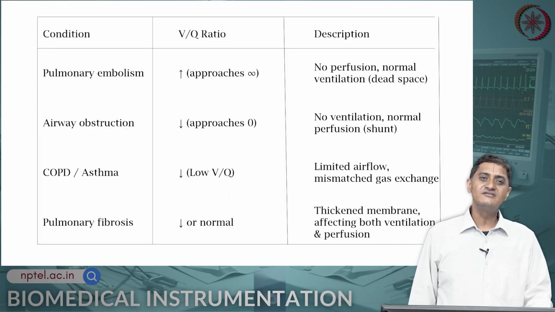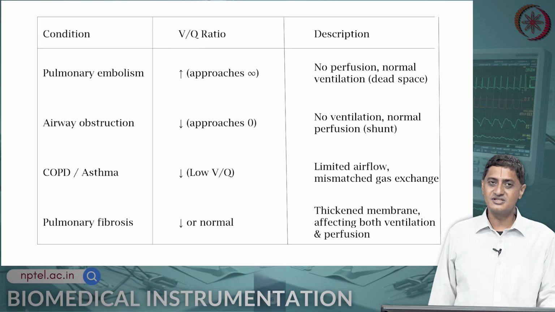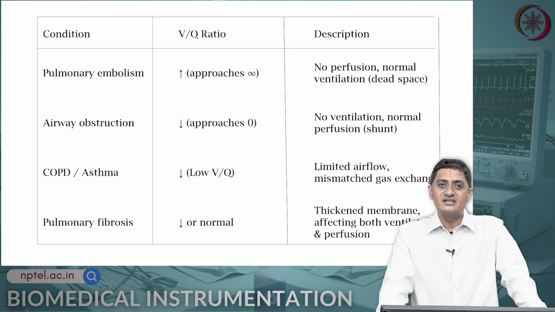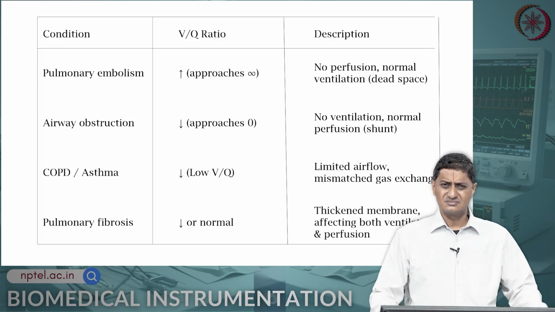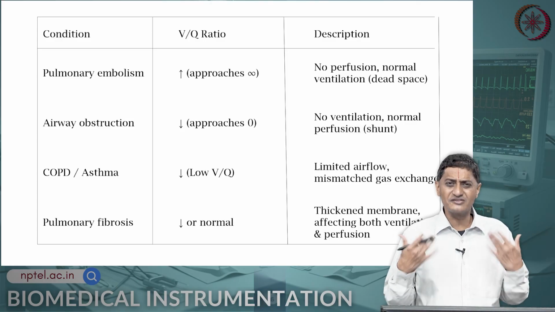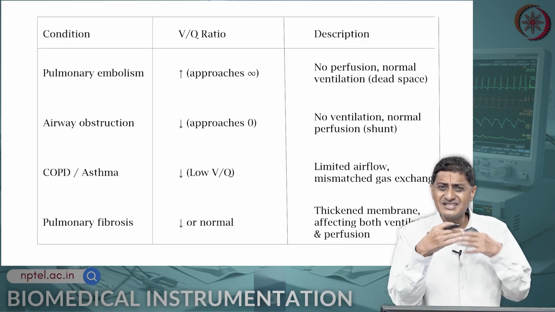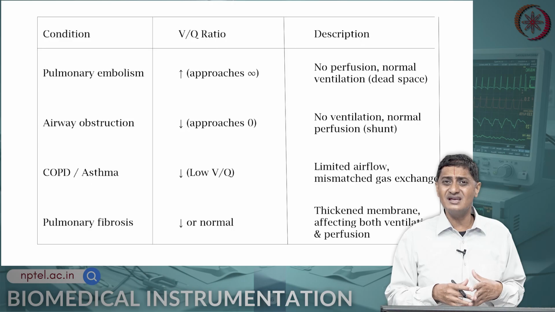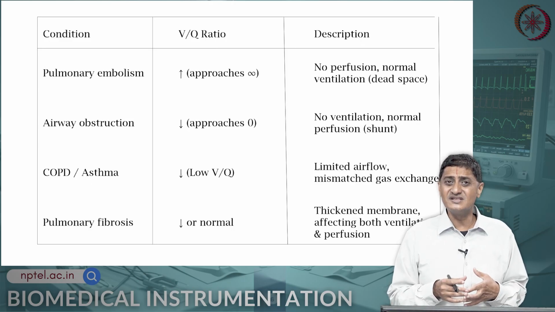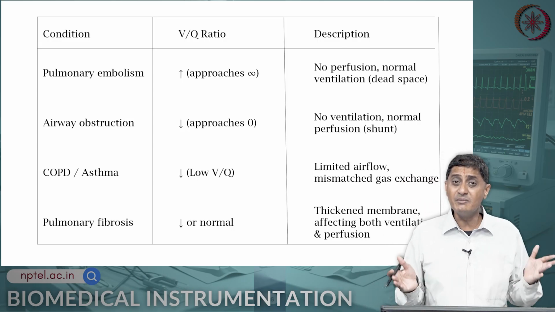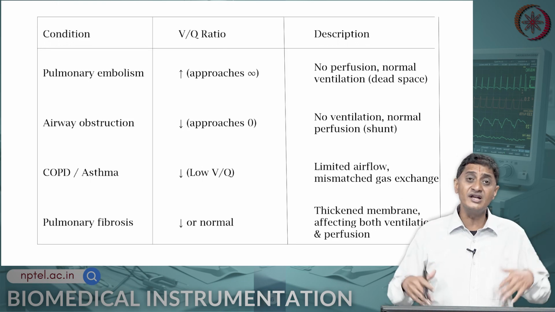Right? What are the various situations in which your VQ ratio is changing in an abnormal way? One is pulmonary embolism. This is a situation in which ventilation is normal. Oxygen is available in the alveoli to be exchanged, but there is an embolism that is preventing exchange of gases. In this case, V is finite, non-zero, but Q is approximately 0. Then your V by Q ratio will be almost infinite, a very large number.